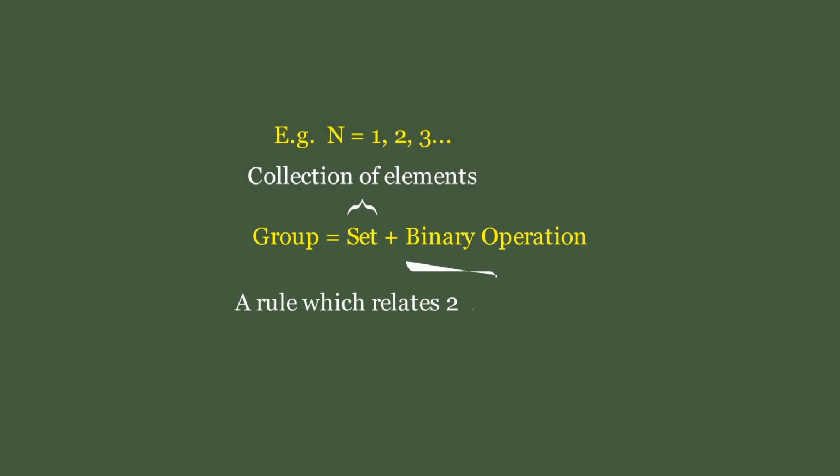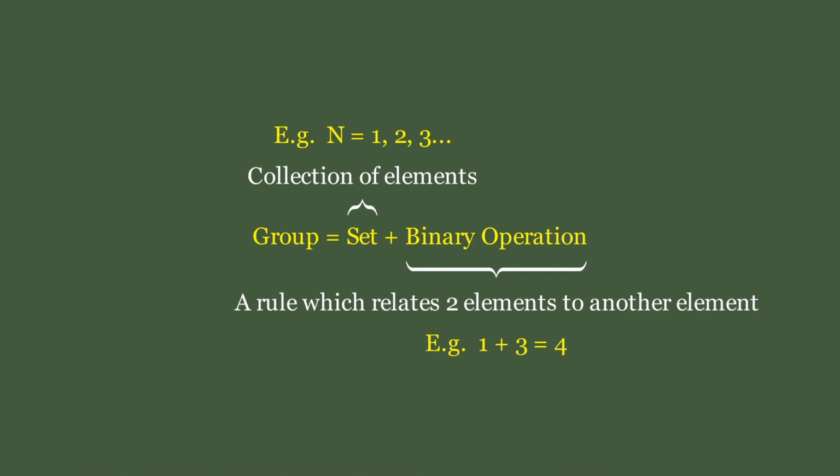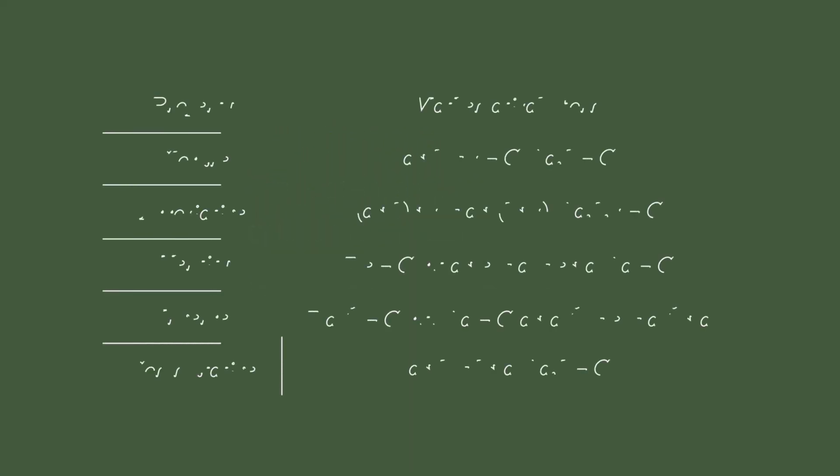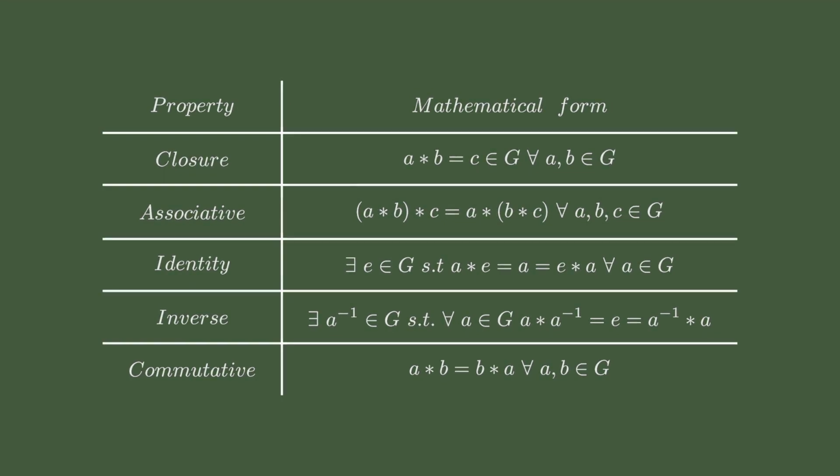A binary operation, on the other hand, is a rule which relates two elements of the set to another element. For example, addition is a binary operation, because we get 1 plus 3 equals 4: 1 and 3, two elements, are related to another element 4. However, this does not mean that the set of natural numbers along with addition is a group, because a group needs to satisfy certain mathematical properties. Let's take a look at them.